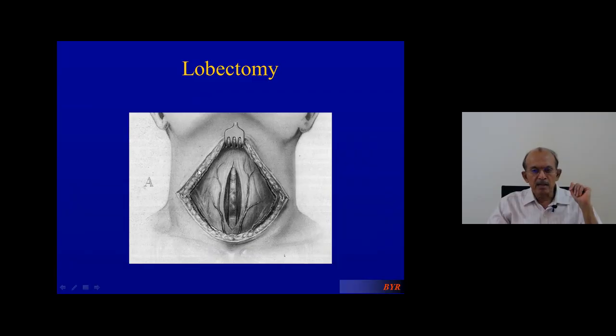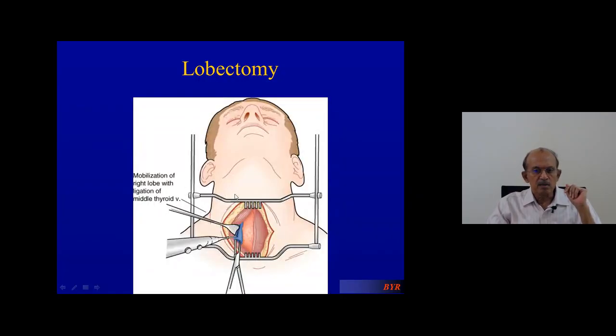You incise the skin and subcutaneous tissues, that is the platysma, and you dissect the flaps upwards and downwards. Then you make a midline incision in the deep fascia. This will expose the strap muscles. You dissect in between the strap muscles and then retract them. Once you retract the strap muscles, you will find the thyroid gland.